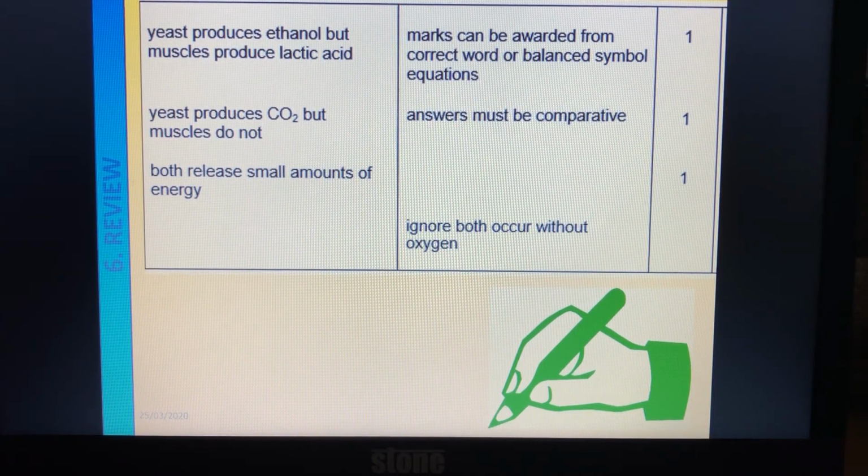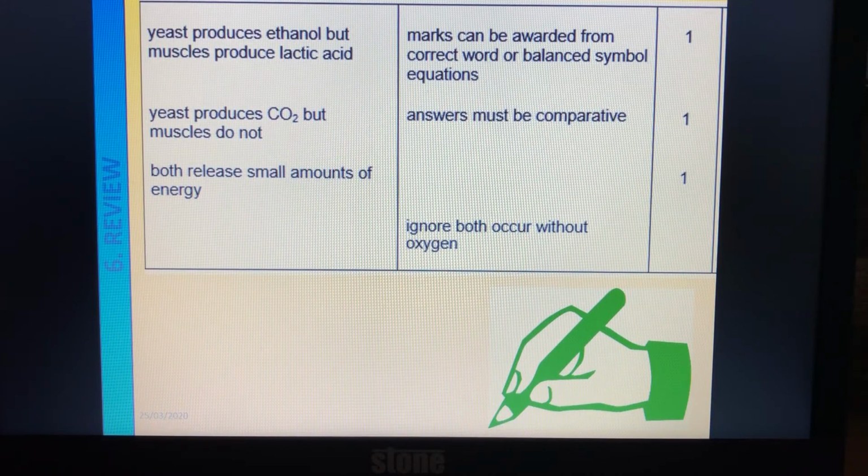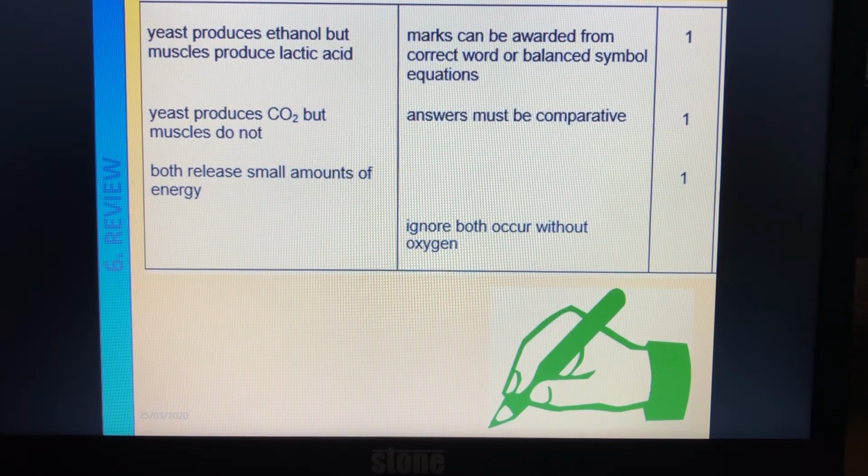So, yeast produces ethanol, but muscles produce lactic acid. So that's a difference. Okay, yeast produces ethanol, muscles produce lactic acid. Yeast produces carbon dioxide, but muscles do not. Both release small amounts of energy because they're both quite inefficient. And I think you can also say both use glucose. Okay, so that's an extra mark that I'm adding on. Both use glucose. That's another similarity. Get your green penning done. I'll give you a second for that.